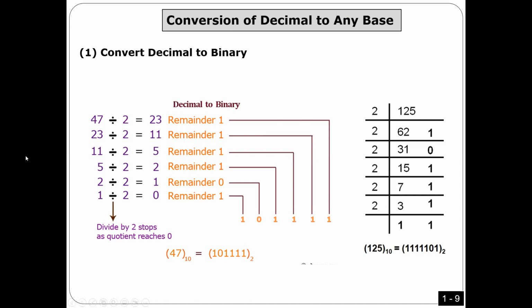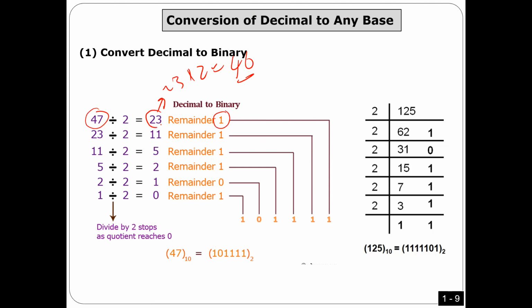So let's see how it works here. As I told you, it's the same approach I'm going to use in octal and hexadecimal, but I'm going to change the base. Here it's 47 divided by 2. The quotient is 23. That means we have 23 groups. Every group has 2, so 23 times 2 is 46. So the remainder from 47 is 1. That's why the remainder here is 1.